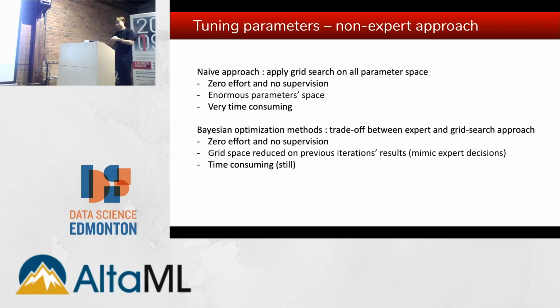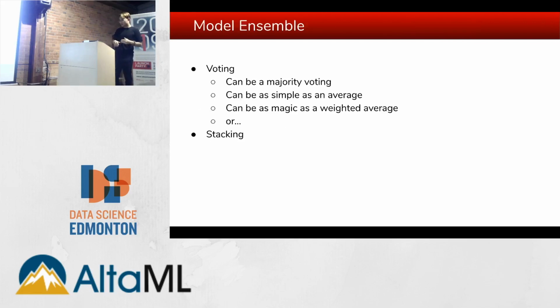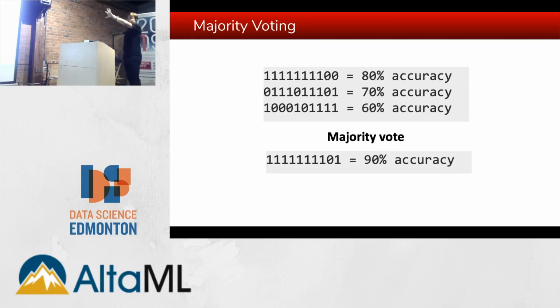And let's talk a bit about model ensembling. There are different techniques, so I basically split them into two groups. One is voting, one is stacking. Voting can be as simple as majority voting, and we will see this. So you have 3 models. They make very different predictions. They have 80, 70, 60% accuracy, respectively. You just do a simple majority voting, and you probably get a higher result. Again, there's no guarantee, but usually you will get a higher result.